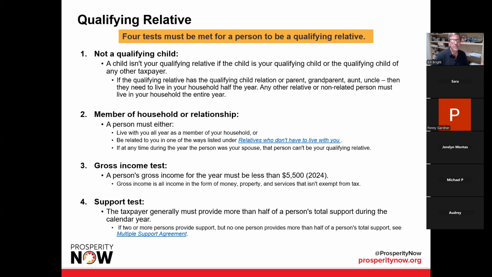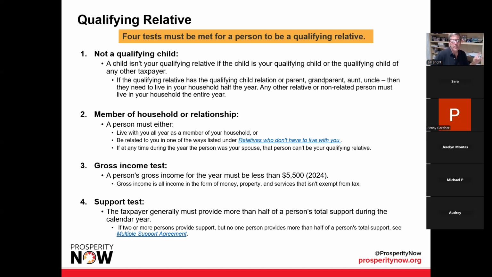So again, if the qualifying relative has a qualifying child relation, or is a parent, grandparent, uncle, aunt, etc., then they need to live in the household half the year. Any other relative or non-related person must live in the household for the entire year. So in other words, if I'm claiming my mother, she has to live with me for the full year. Same thing. Again, a child can be half a year.